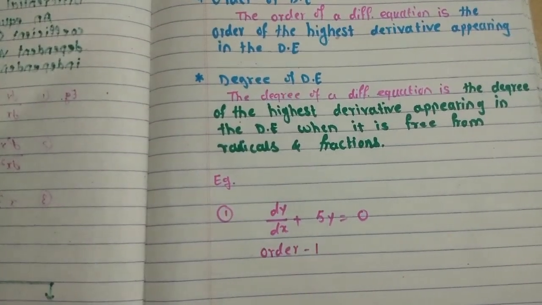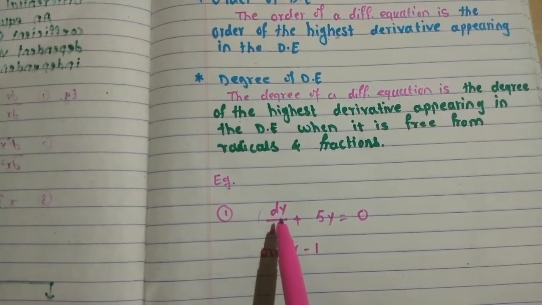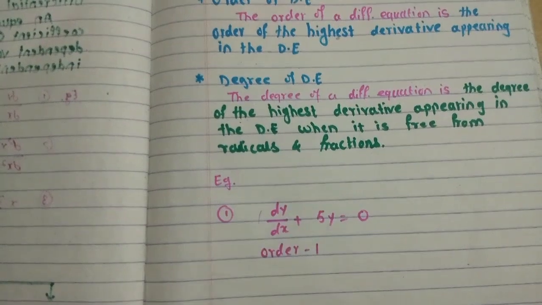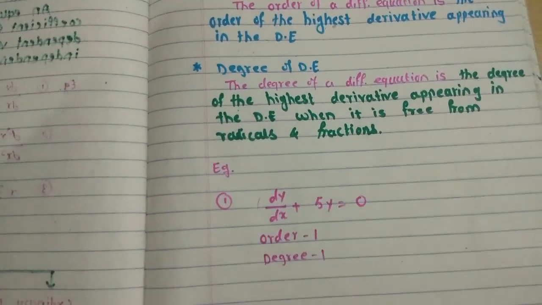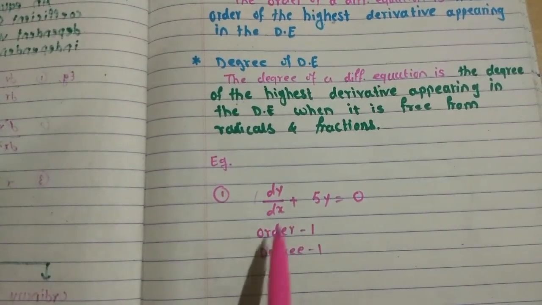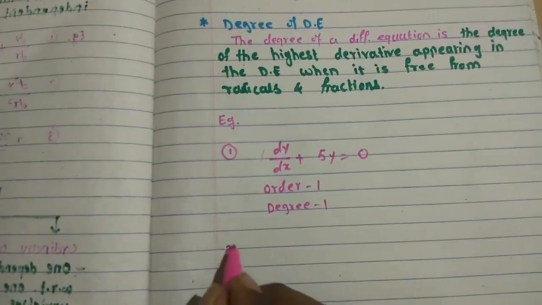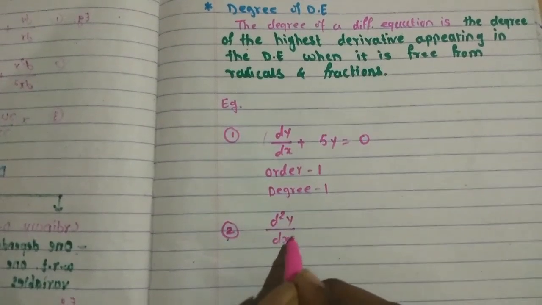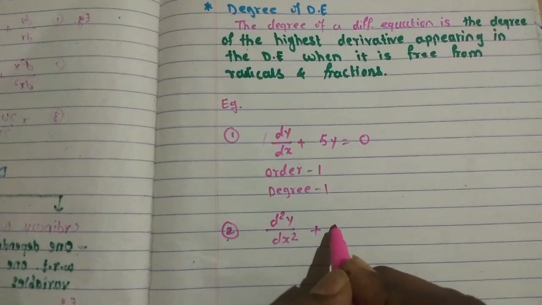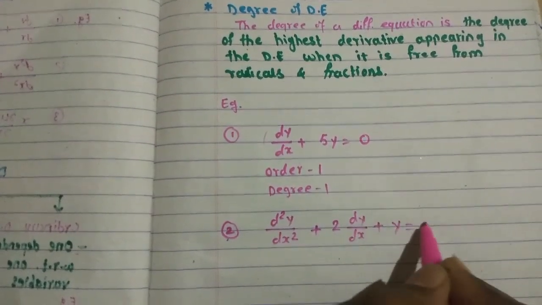Order is 1. Now if we see the power of this highest order derivative, which is 1, it means degree is 1. So the order and degree of this differential equation are 1 and 1. Similarly, let's take one more example. d square y by dx square plus 2 times dy by dx plus y equal to 0.